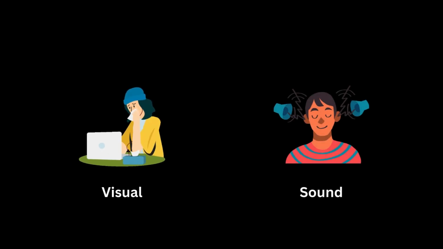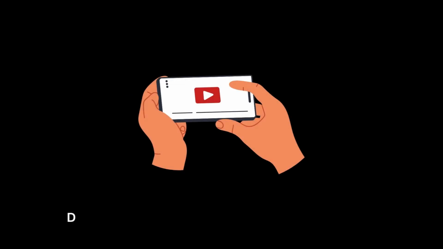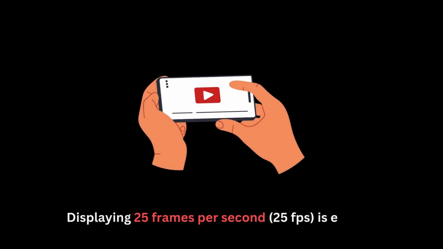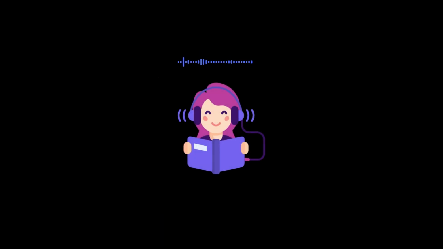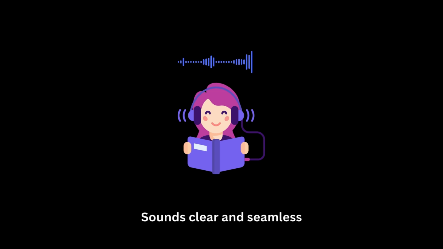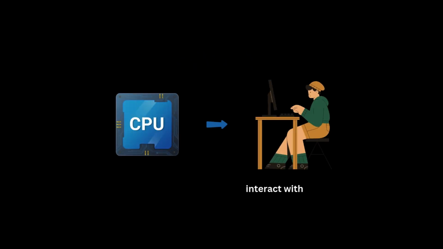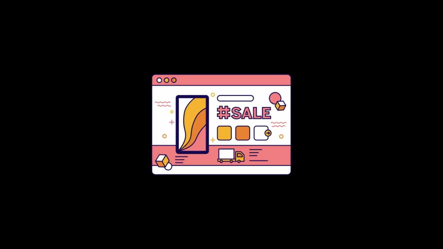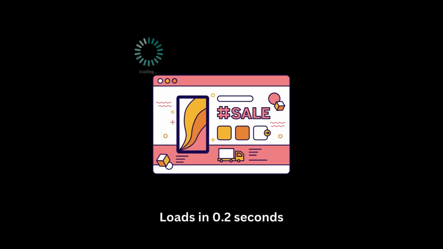To help make sense of this, think about how humans perceive visual and sound information. When watching a video, displaying 25 frames per second is enough for our eyes to see smooth, continuous motion. Similarly, if audio is processed at more than 8,000 cycles per second, it sounds clear and seamless to our ears. A lot of what a CPU does is designed to interact with humans. For example, if a website loads in 0.2 seconds, we'd consider that fast.